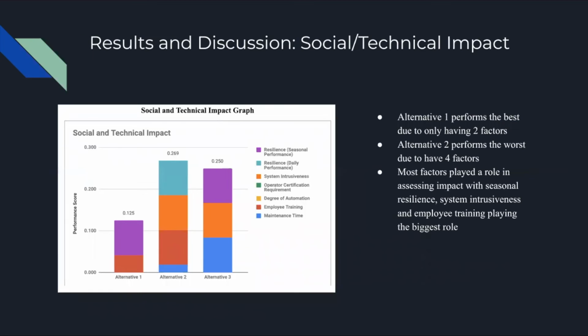For the social and technical impact part of our study, alternative 1 performs the best, because it only has 2 factors that really play a role here. And alternative 2 performs the worst because it has 4 factors and each of those play a significant role. Most factors play a role in assessing the impact, but seasonal resilience, system intrusiveness, and employee training are playing the biggest roles here.